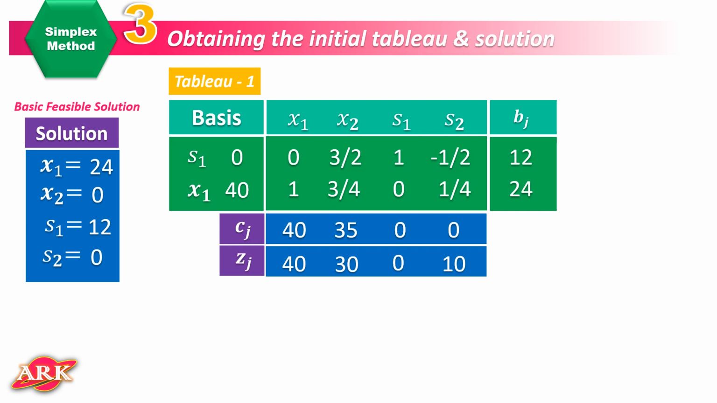How can we derive this basic feasible solution? You can see here the basic variables are S1 and X1, and the bj values are 12 and 24. We have to include these two values into the basic feasible solution, and the other variables which are not in the basis, we have to allocate zeros. That means all the resources are allocated only to these basic variables.